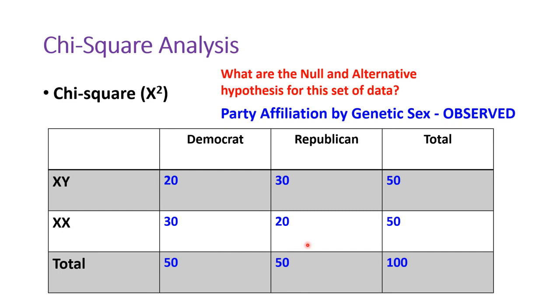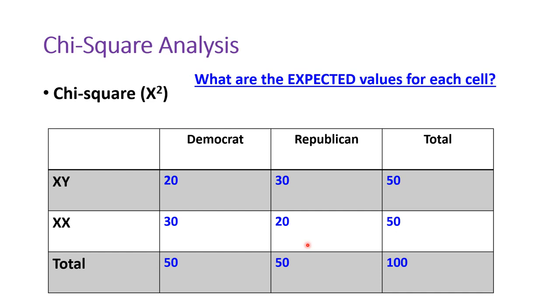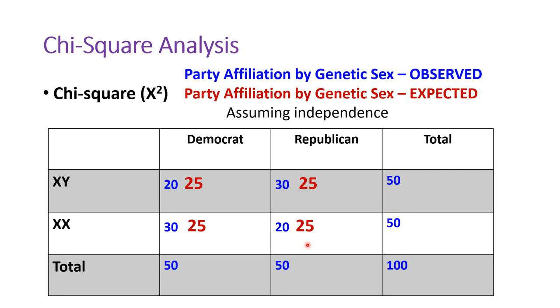What's the null and alternative hypothesis for this data set in particular, right? The null hypothesis is that political affiliation is independent of genetic sex. And the alternative is that political affiliation is dependent on or influenced by genetic sex, right? Next, we need to calculate the expected values for each cell. This was pretty easy. We have two choices, Democrat or Republican, two genetic sexes, 100 total, right? So we would expect, if there was no relationship, 25 and 25, 25 and 25, right?